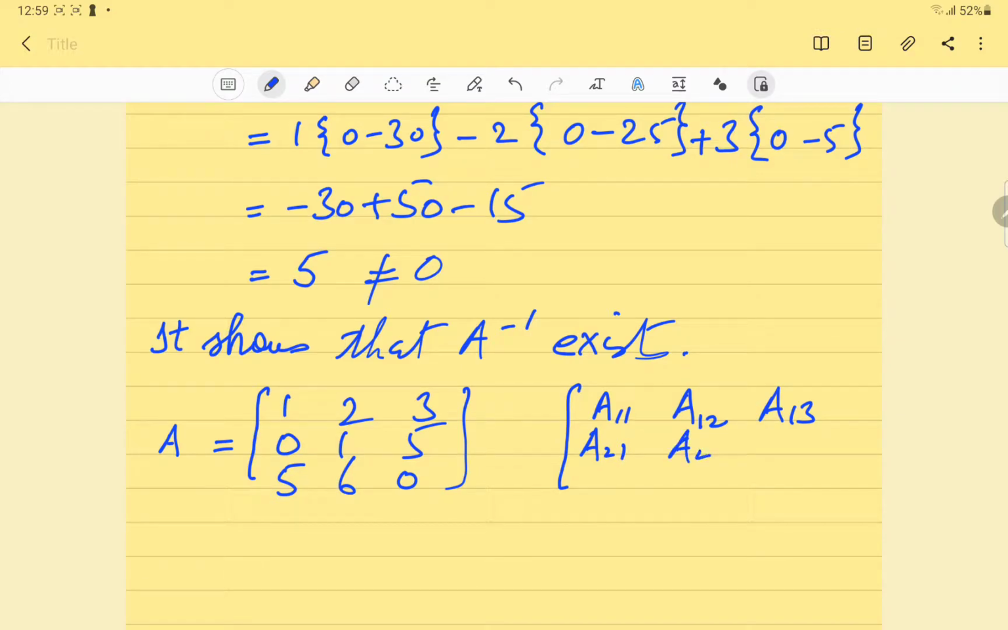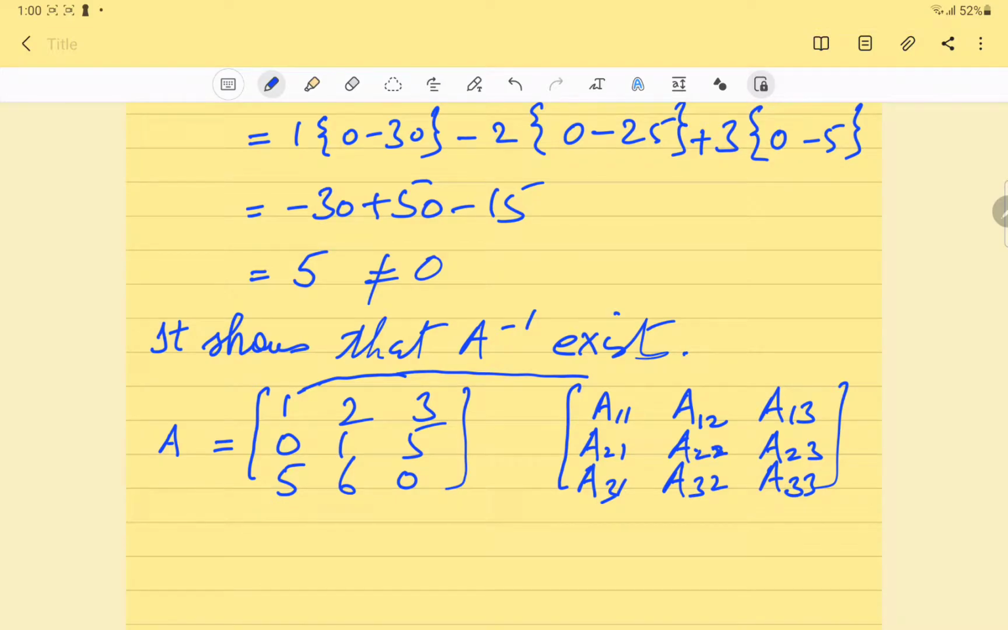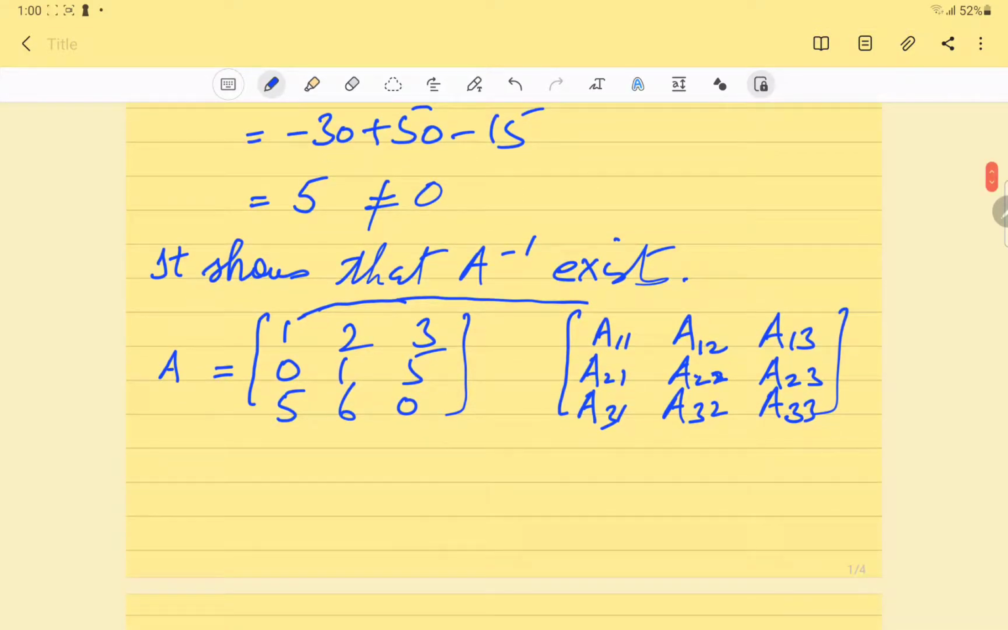Second row, first column, second row, second column. Second row, third column, third row, first column. Third row, second column, third row, third column. These correspond to these. So 1 is equal to A11, 2 is equal to A12, 3 is equal to A13. This we are doing for the sake of understanding. Now we will find the cofactors. What is A11? Is equal to 1. As you can see, this is A11 equal to 1.